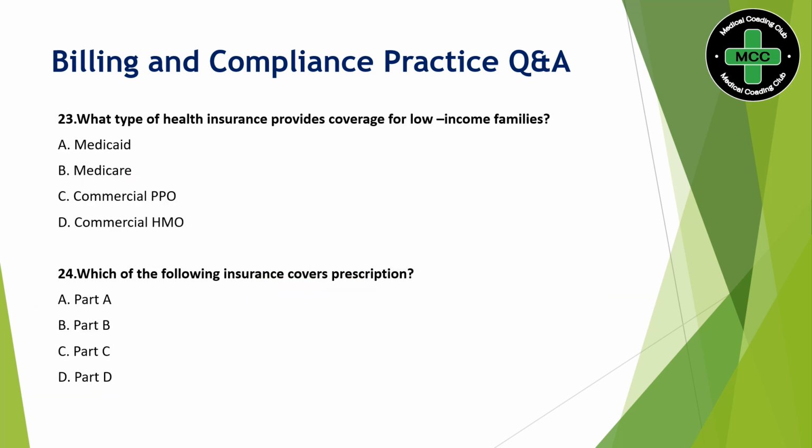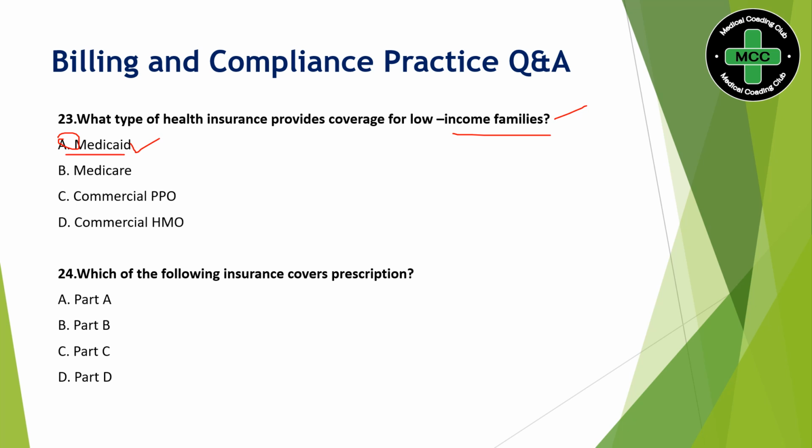Next, what type of health insurance provides the coverage for low income families? So this is like below poverty. The people who have limited income and who reside in the USA will be getting Medicaid insurance. Okay, and the answer is A, as I said.